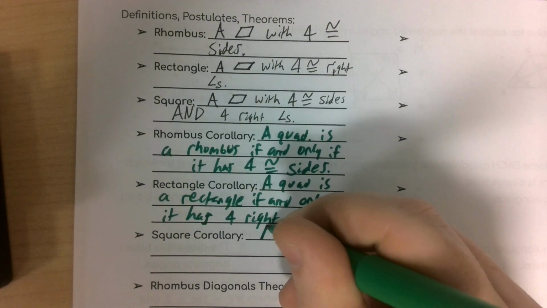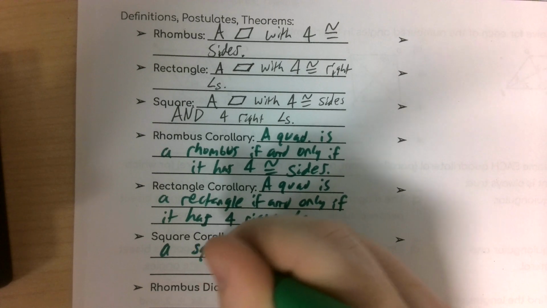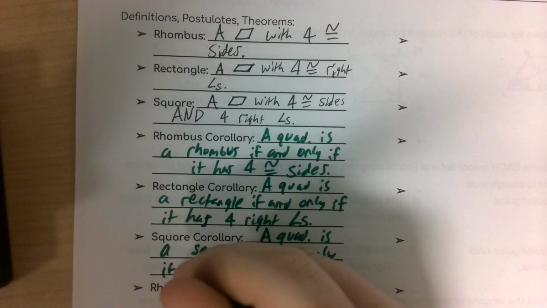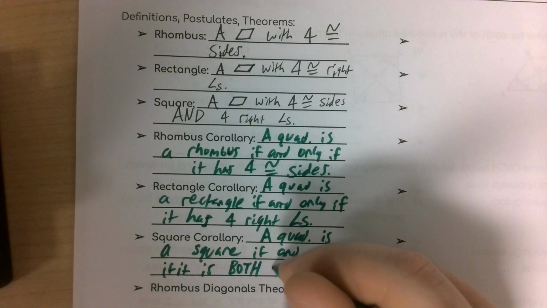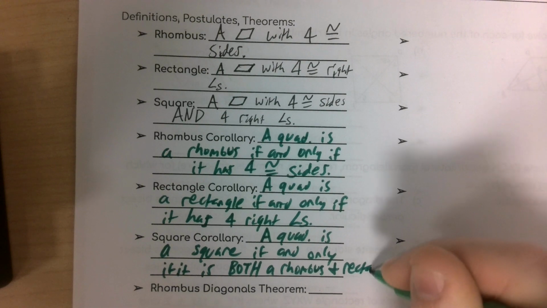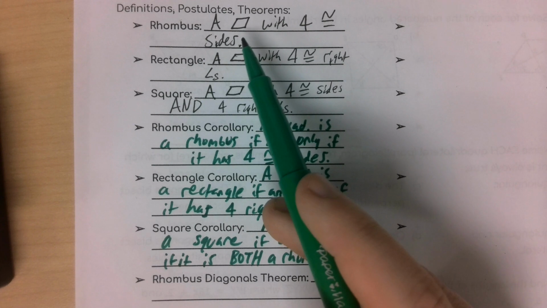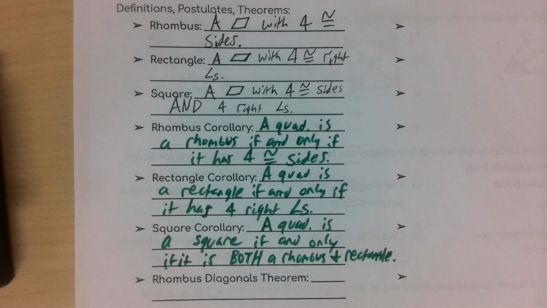Speaking of, the last one's a bit weirder. It says a quadrilateral is a square if and only if it is both a rhombus and rectangle. So this corollary is based off of the definitions of a rhombus and a rectangle. If it fits this definition, has 4 congruent sides, and this definition, has 4 right angles, only then is it a square.